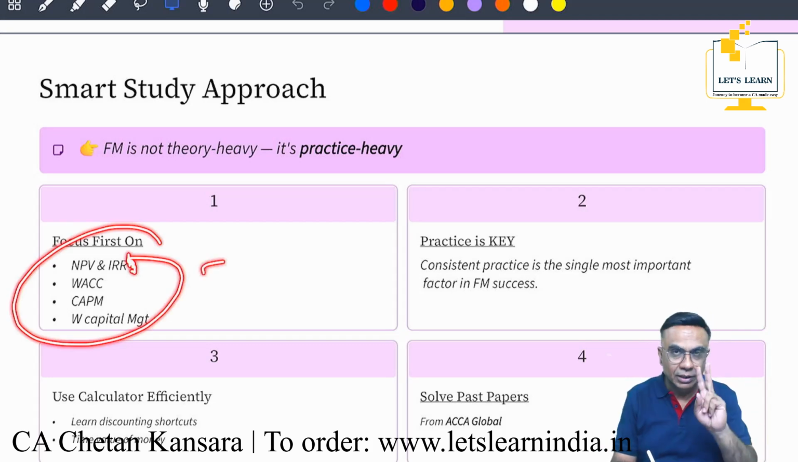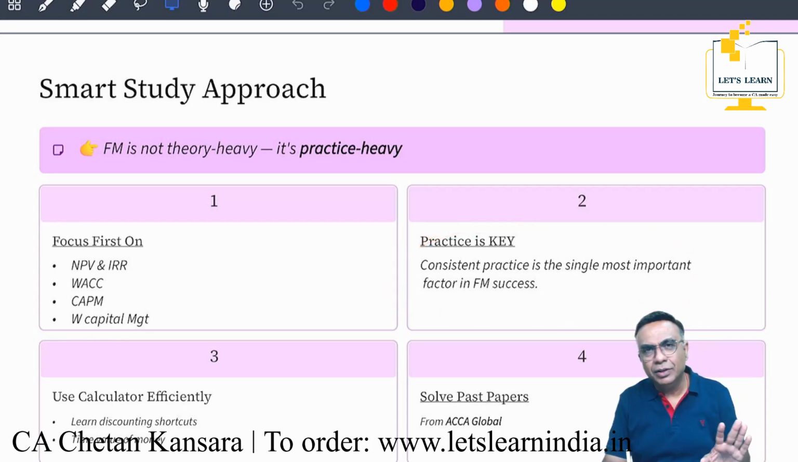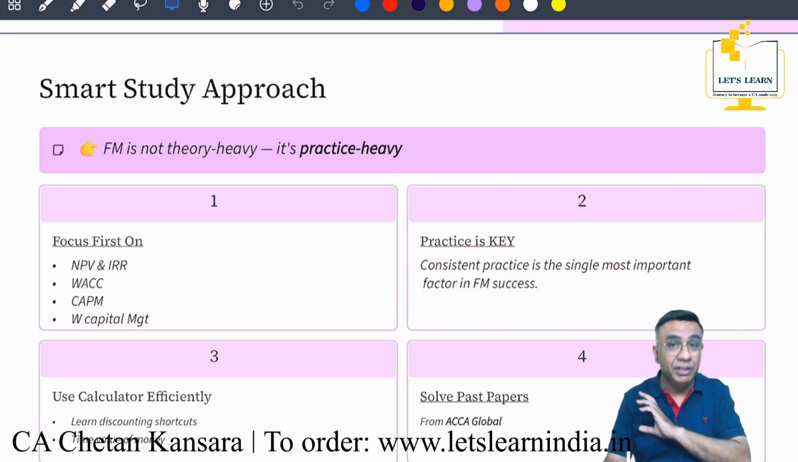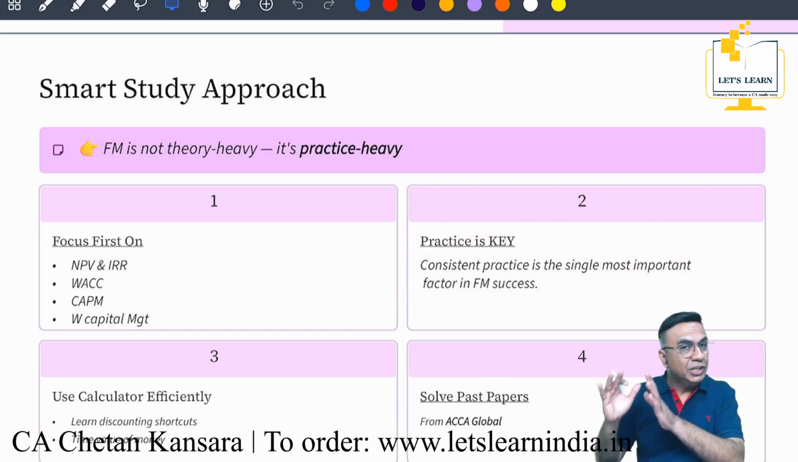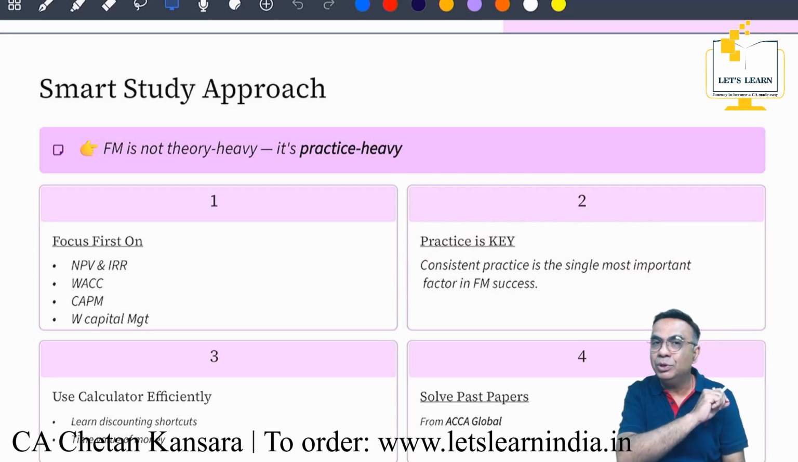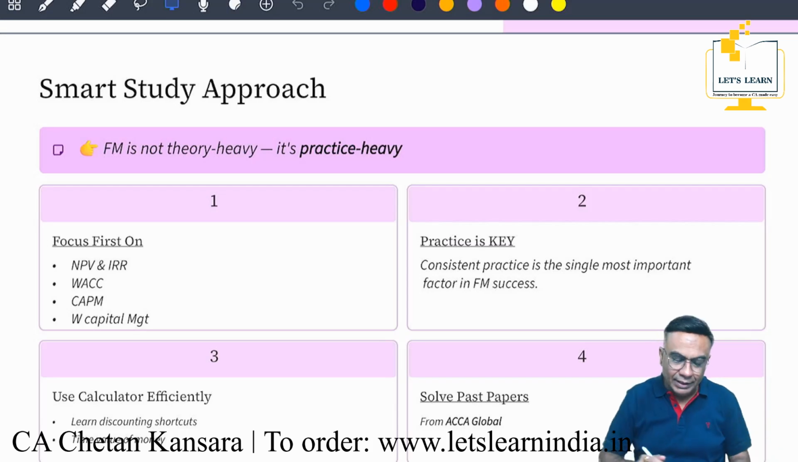Number 2, consistent practice, because it is more of practical. Around 60 marks is practical, 40 marks is theory. That practical part will be giving you more marks. Of course, theory is very important, but for the practical part, practice is key. It is very important to practice the questions. In the sessions we are going to practice, and we have already practiced much in our lectures.